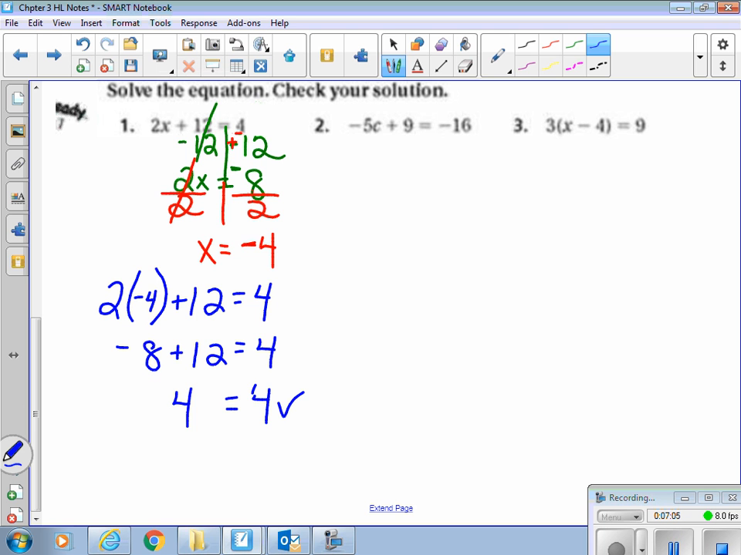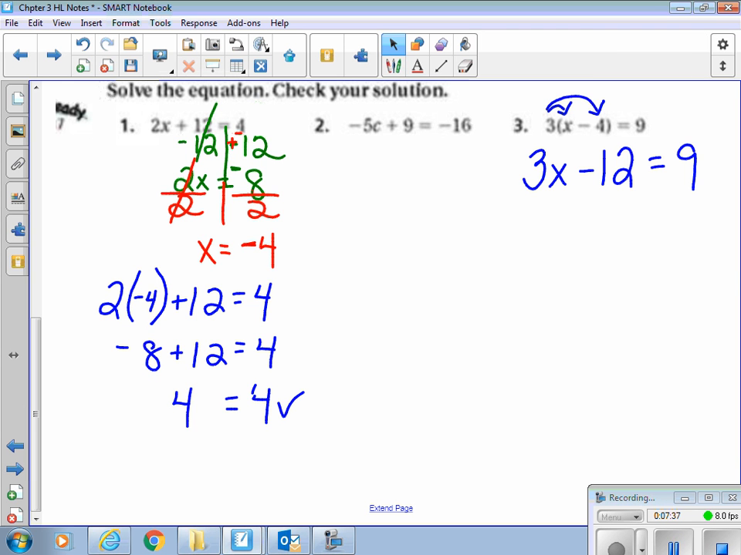See if you can do number 2 on your own. That is just like the other ones that we did. Number 3, before you attempt it, there's a 3 on the outside of those parentheses, which means that you need to distribute this 3 first before you can solve. So let's do that together now. If I do 3 times x, that leaves me with 3x. And 3 times a negative 4 would leave me with a negative 12, and that's still equal to 9. Now you're going to solve that one by following your steps. So please pause the video, attempt number 2 and number 3, and then come back and check your answer.